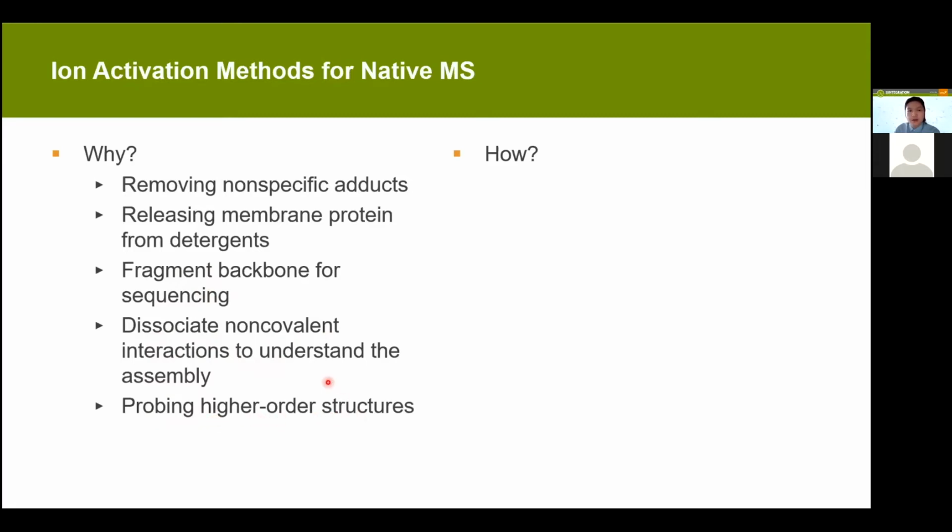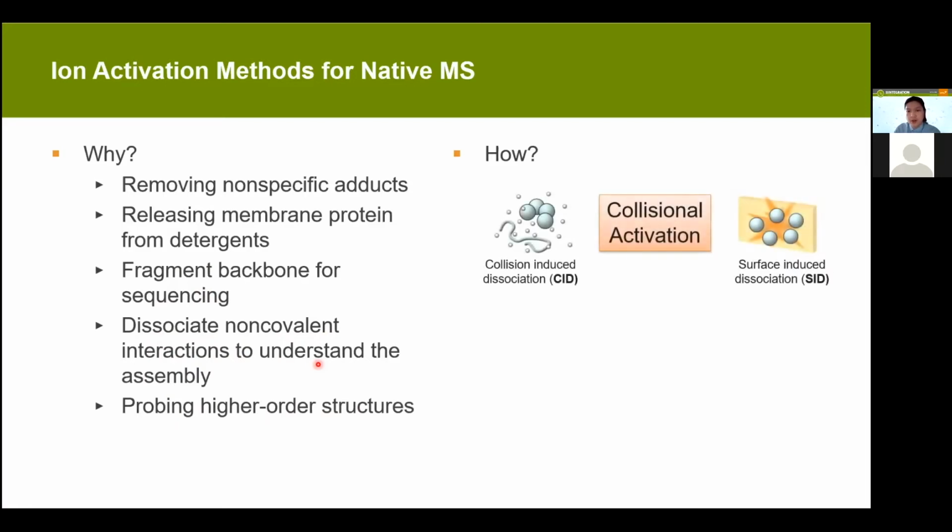So how do we actually perform those ion activation methods? Collisional activation is very commonly used, especially collision-induced dissociation, where you are colliding your protein ions with gas, usually nitrogen or argon. This is available in almost every commercial mass spectrometer right now used for proteomics experiments. There's also a way to collide the protein with a surface target. It's called surface-induced dissociation, which I will be showing you more examples of later.